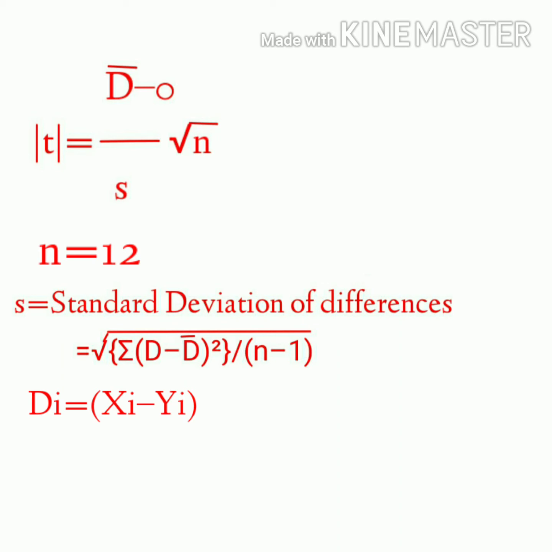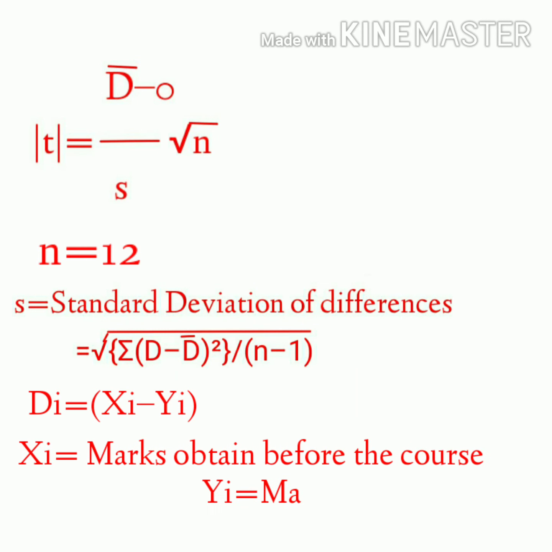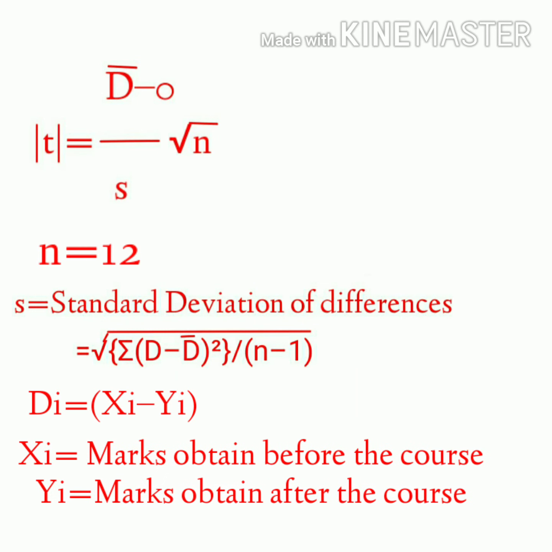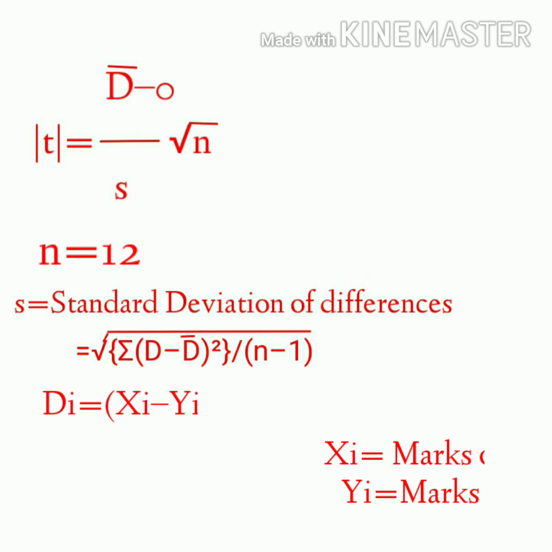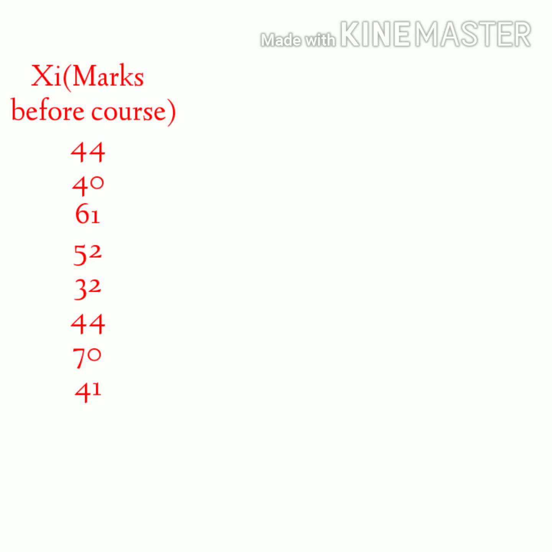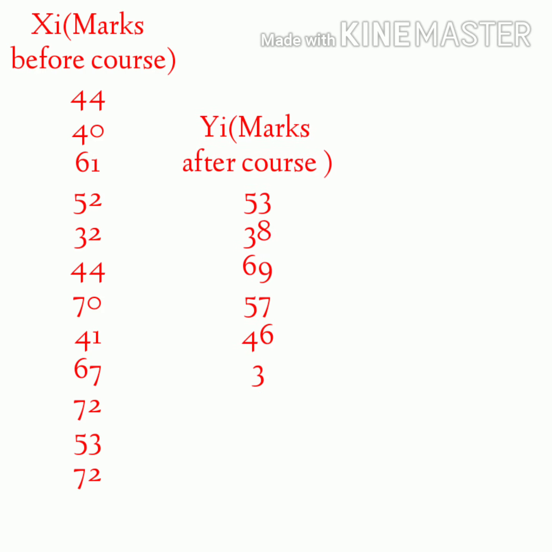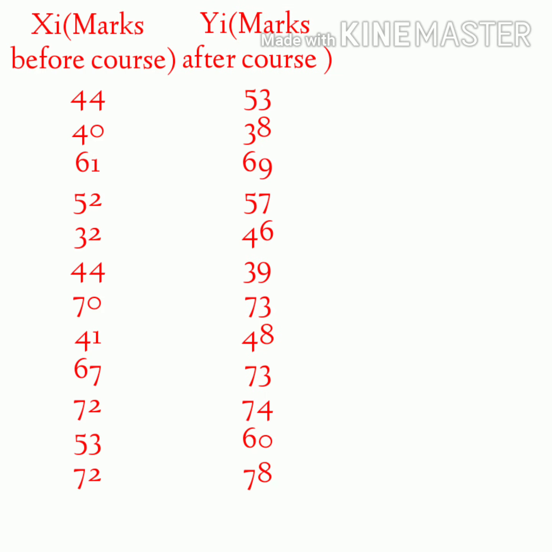So here also we have two matched samples. One is the marks obtained before the course and the other is the marks obtained after the course. The first one is denoted by x and the second one is denoted by y. Now in order to get the solution done, we will have to make some columns. The first column is x, representing the marks obtained before the course, and the second column is y, representing the marks obtained after the course. The corresponding values of the x column I have written, as already given in the math, that is 44, 40, 61, 52, 32, 44, 70, 41, 67, 72, 53 and 72.